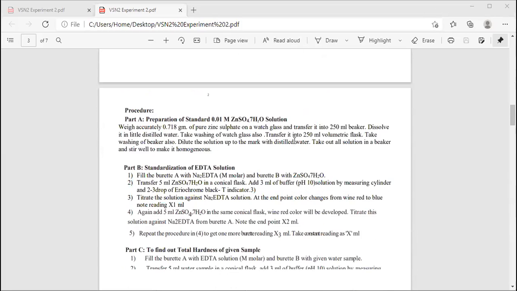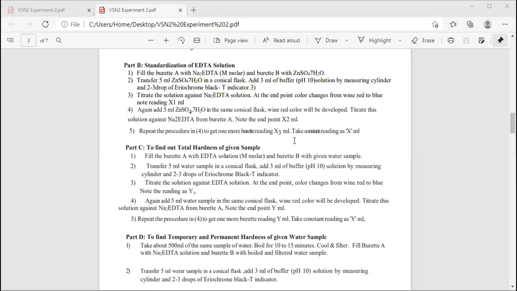Ma'am, can we share this manual? It is already shared to your L division group yesterday itself. You just check it out. Okay, checked ma'am.